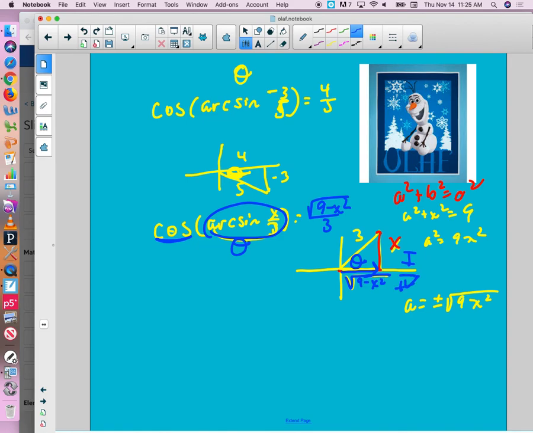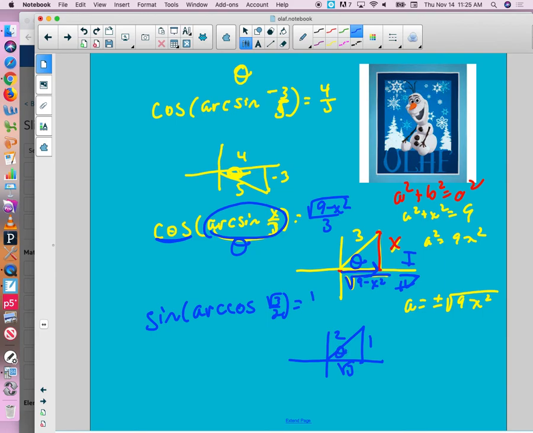Okay. Now, let's backtrack a bit. What if I have sine of arc cosine of square root of 3 over 2? We could do it this way. I could go arc cosine, oh, that's in the first quadrant, square root of 3 over 2. I could do the Pythagorean theorem and I would get 1. What's the sine of that angle?